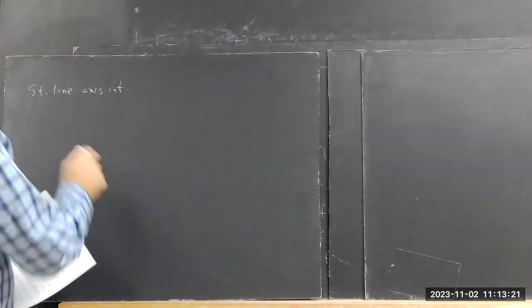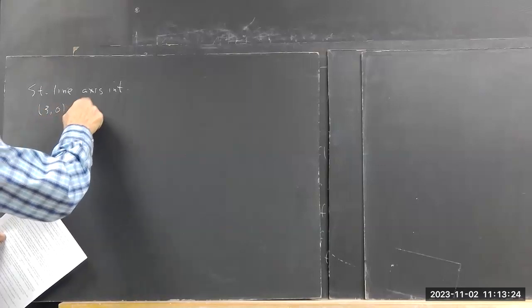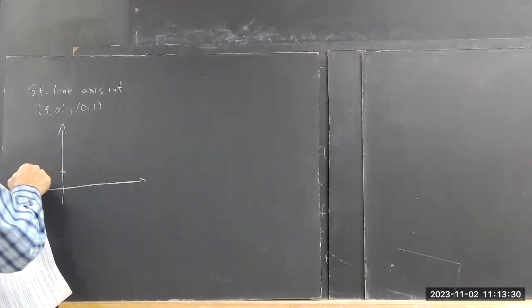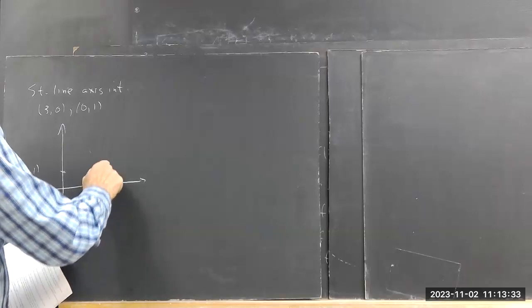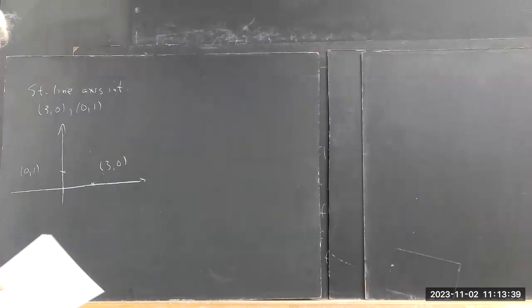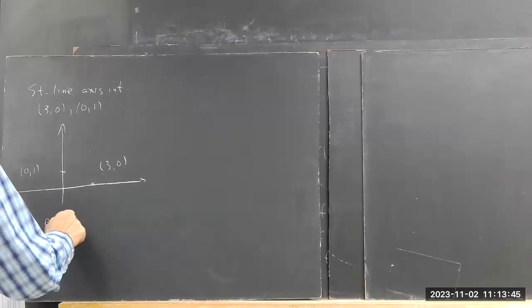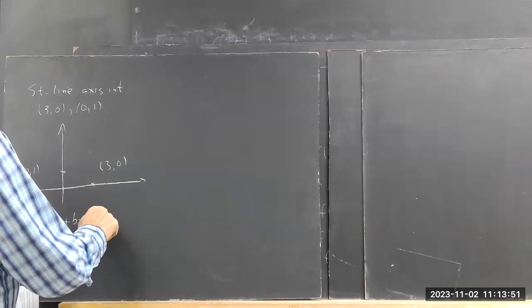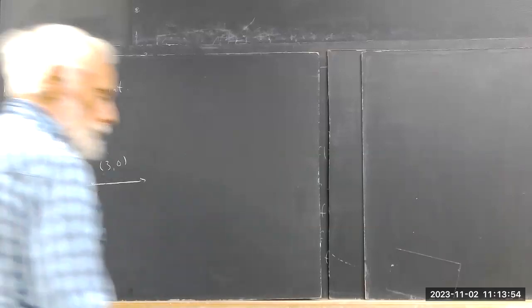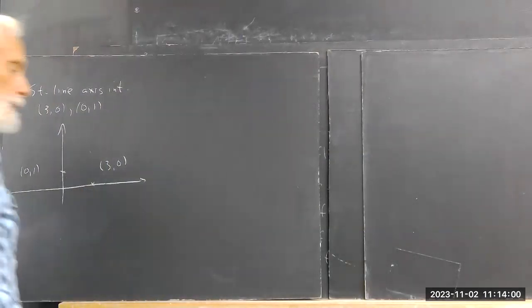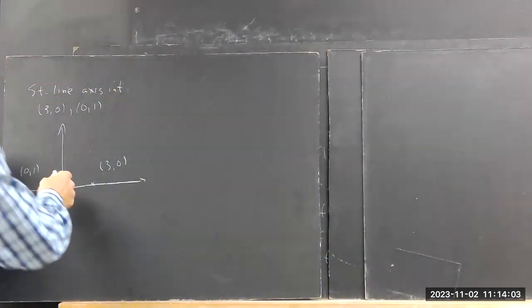Straight line with axis intercepts (3, 0) and (0, 1). In the first place, and you should know this because it can be handy. Actually, I'm not going to do that yet. There's an extra step in there I don't want to take the time for. Okay, so what we have is 2 points.